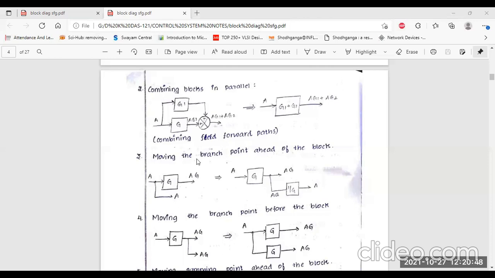Next, here you can see we have to move the branch point ahead of the block. That means this point we have to attach in that part. So the diagram changes here. You can see A is connected first to the controller part. Then one output, AG, comes. This AG is the same. Then this branching point we have to attach here, where AG comes through 1 by G. So the G and G cancel out, and the result is A. So this is the basic process of moving the branch point ahead of the block.